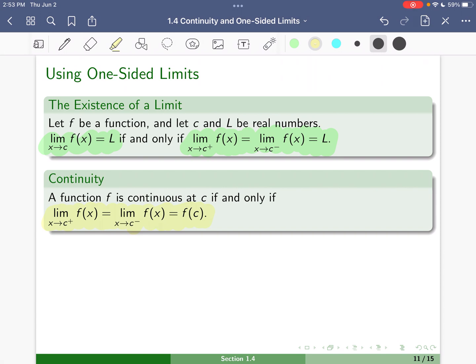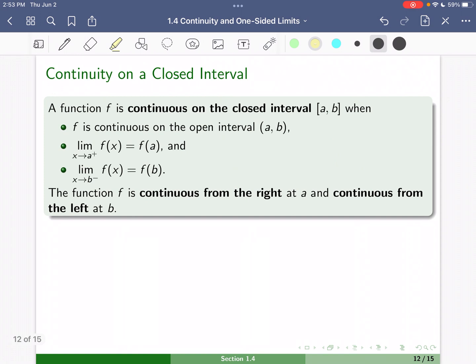With these ideas of left and right-hand limits, we can now formally look at the idea of continuity on a closed interval. We've talked about continuity on an open interval, but now we can talk about it on a closed interval. So a function is continuous on a closed interval [a, b] when three things are true. It needs to be continuous on the open interval.